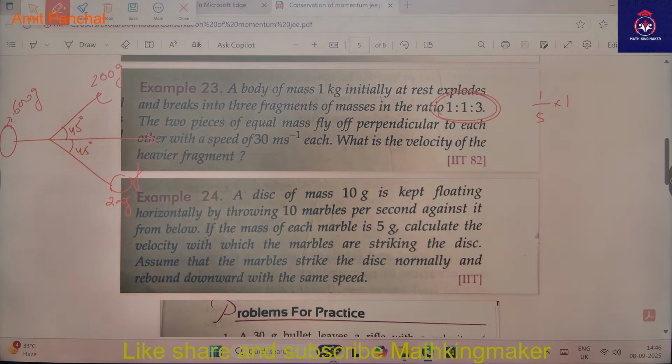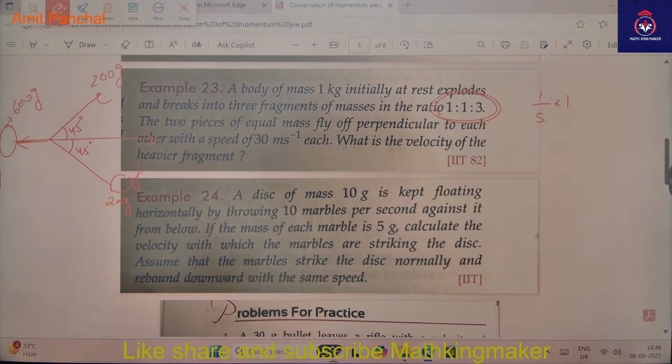So you just need to find out the momentum, because this body is moving in this direction. Before explosion and after explosion, just find out the momentum and keep them equal. Done. How much are you getting? I'm getting exactly 20. 20 meter per second.